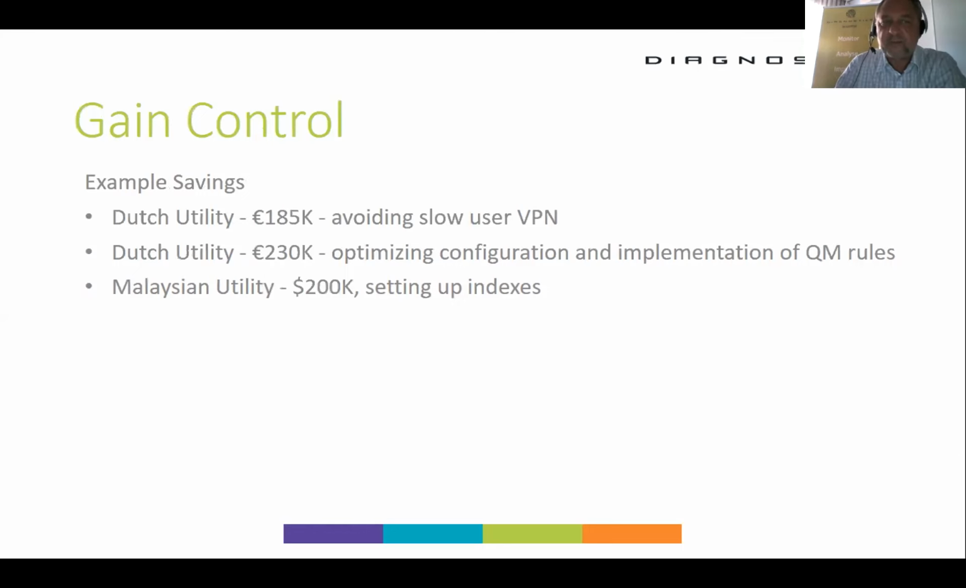We wanted to give some examples as well for utilities that have been using diagnostics. One utility had an issue with their VPN. We were able to save them 185,000 euros on a yearly basis because of that. So that was an optimization of their networks. For another Dutch utility, it was an optimization of the quality manager rules, configuring them. That turned out to be 230,000 euros per year that they were saving. And we're working together with a Malaysian utility, and they were able to save $200,000 per year just setting up proper indexes on their data stores.